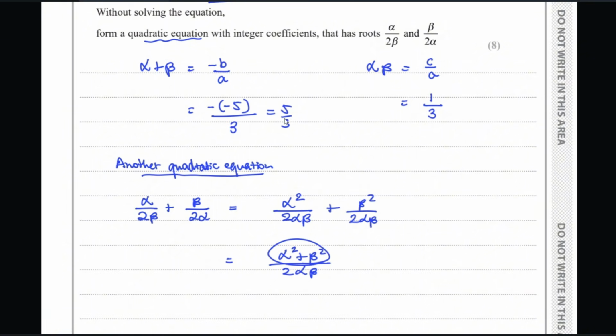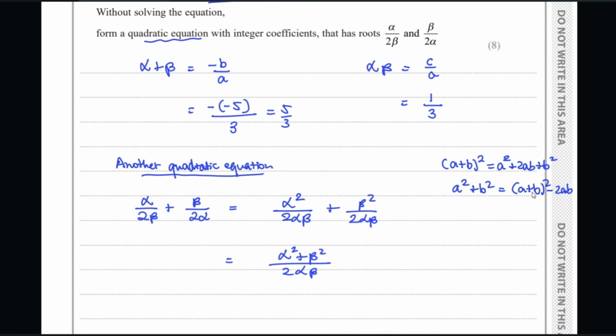Can we replace 5 over 3 somehow over there? Not yet. We'll have to do more. So we can try this. We know that a plus b the whole squared is equal to a squared plus 2ab plus b squared. And if we want to find a squared plus b squared, we need to send plus 2ab to the other side, so that it becomes a plus b the whole squared minus 2ab.